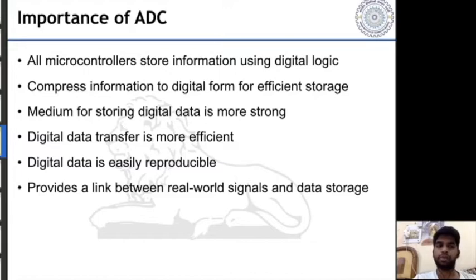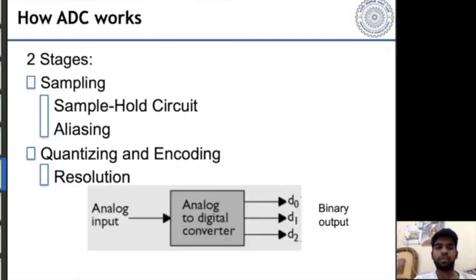So let's jump upon the importance of ADC. These are basic things that you all may know, that all microprocessors store information using digital logic, compressing information to digital form for efficient storage. Medium of storing digital data is more strong, digital data transfer is more efficient, and the rest too. I will be focusing more on the working of ADC and its types. So how does ADC work?